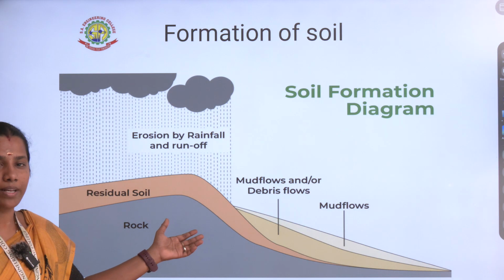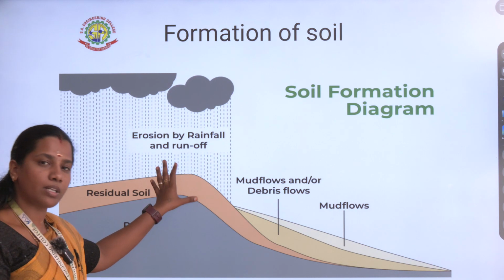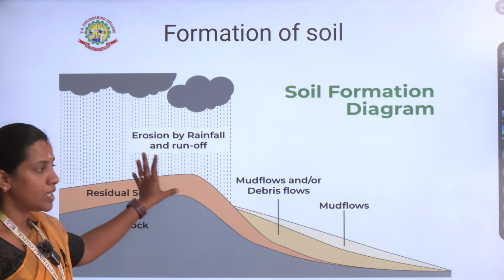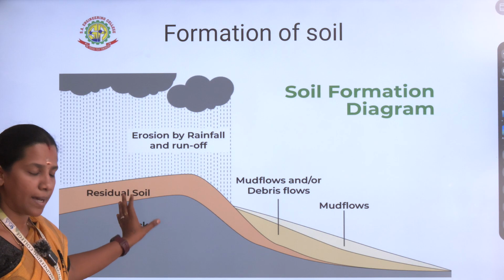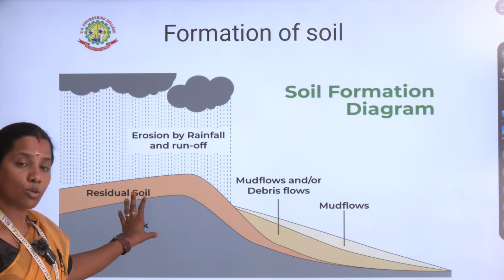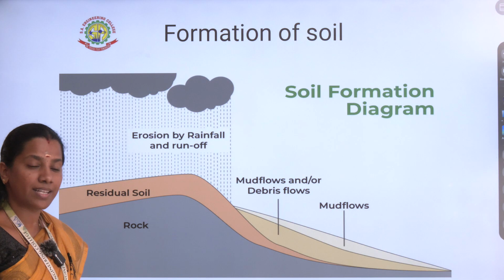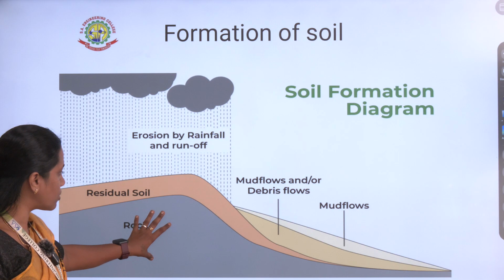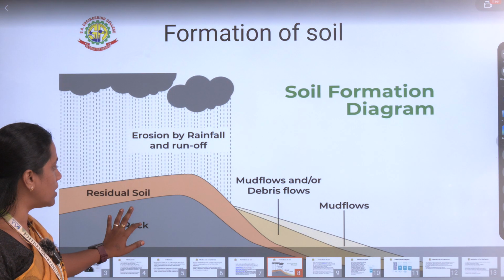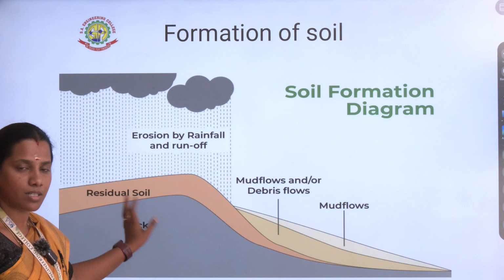And this is how soil is formed. Initially we have a rock. If there is any change due to temperature, pressure, or rain, erosion of the rock happens, and by that erosion soils are formed. If the soil formed resides in the parent rock itself, where the soil is originated, that soil is called residual soil.